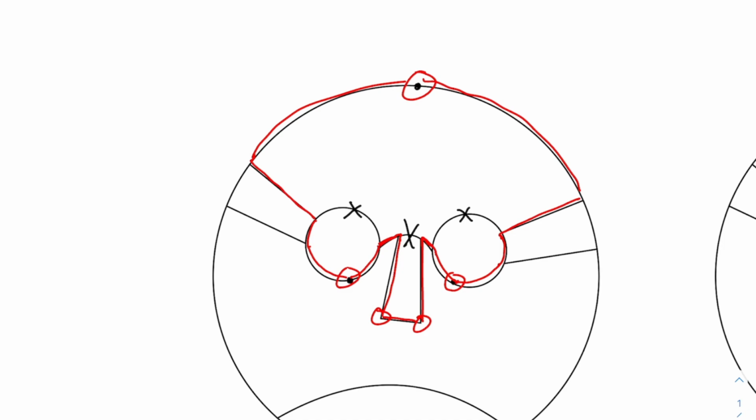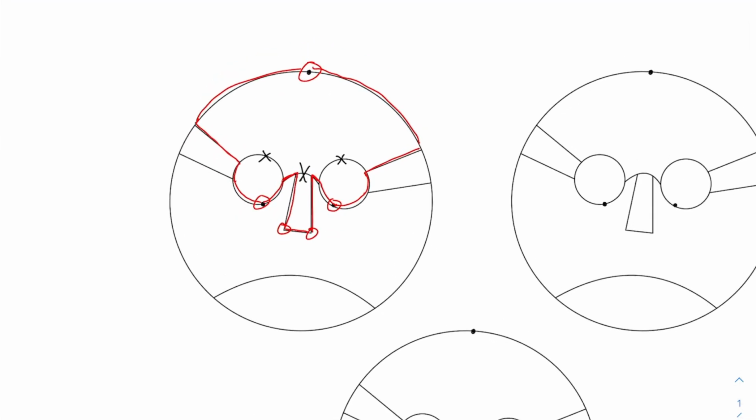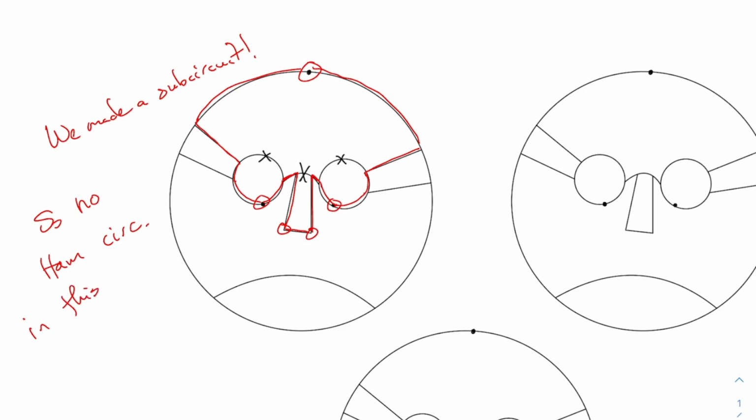Yeah, actually, at this point, we have created a sub-circuit, right? This thing is a circuit, which is not the whole thing, right? That's a sub-circuit, which is not allowed, which means actually we can stop at this point and say, there is no Hamilton circuit because I just made a big sub-circuit. We made a sub-circuit. So no Hamilton circuit in this graph. We were forced into making a sub-circuit.